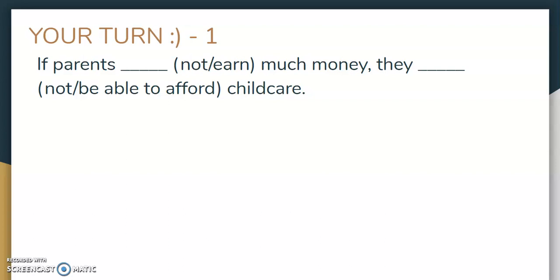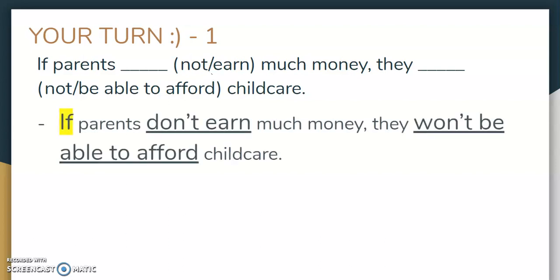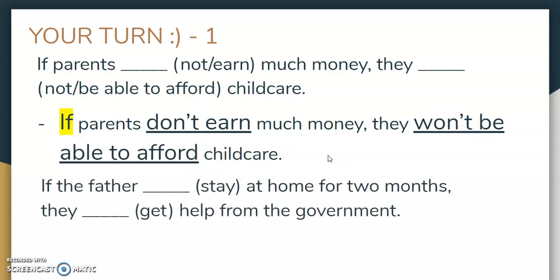So for example, if parents blah blah much money, they childcare. So here, guys, the if part, as you can see, your verb is here, and also you should be careful about your subject. Your subject is plural, so you should apply the rules of plural subject verb formation of the simple present tense. So that is, if parents don't earn much money. And here, it says not be able to. As you can see in the main clause, we are using will future. So I say won't be able to afford childcare. Okay? Another sample.